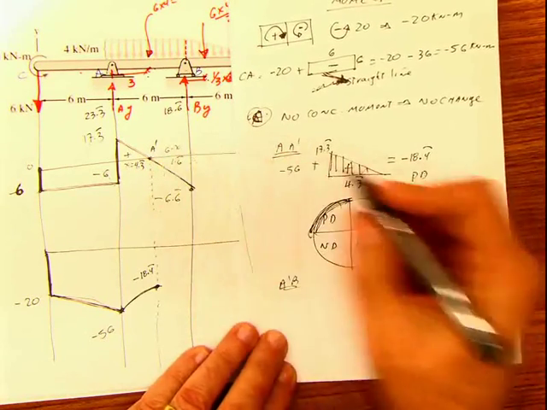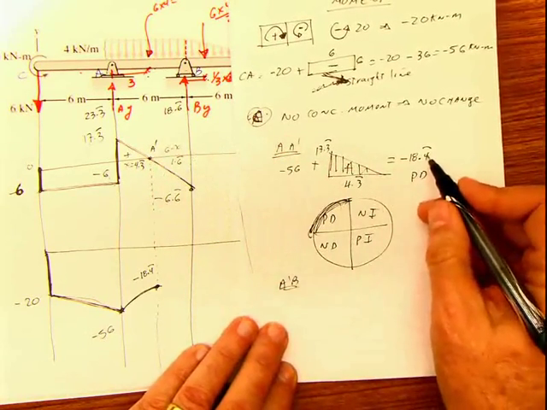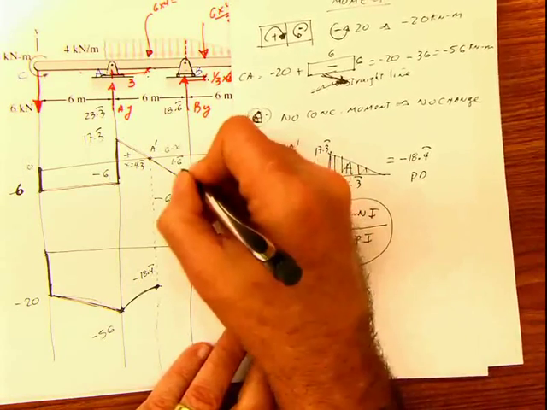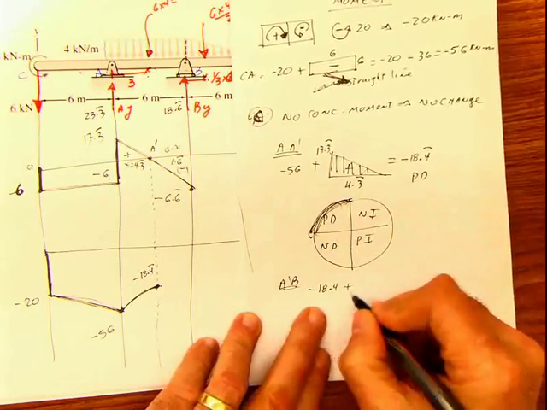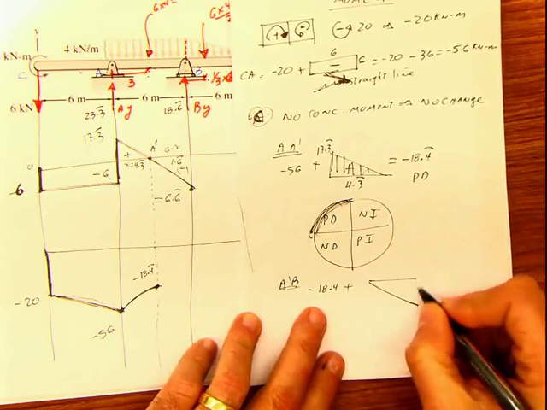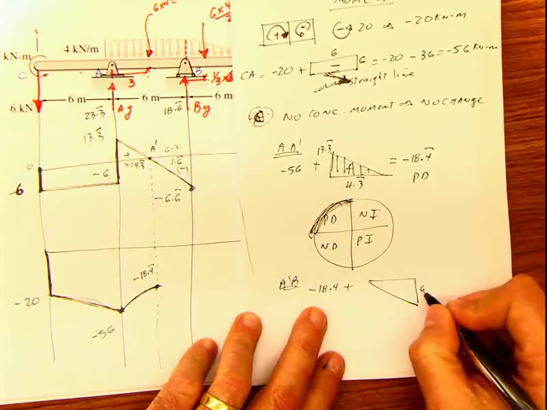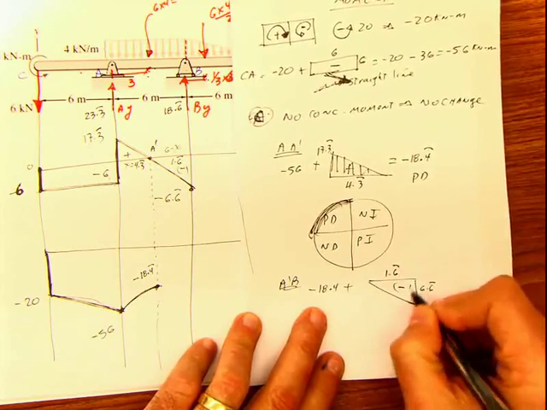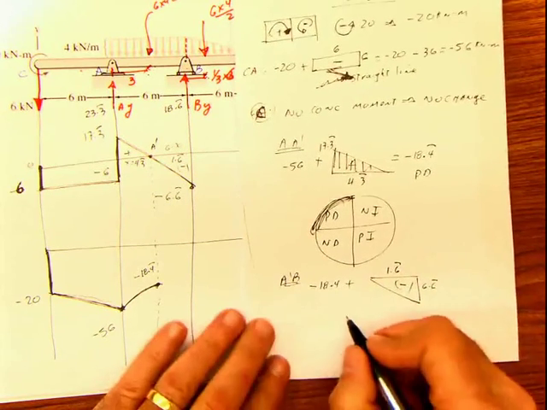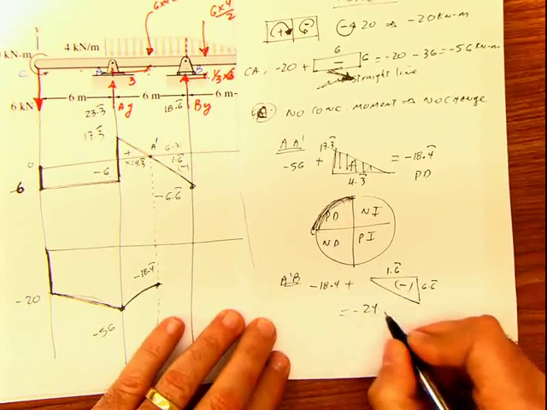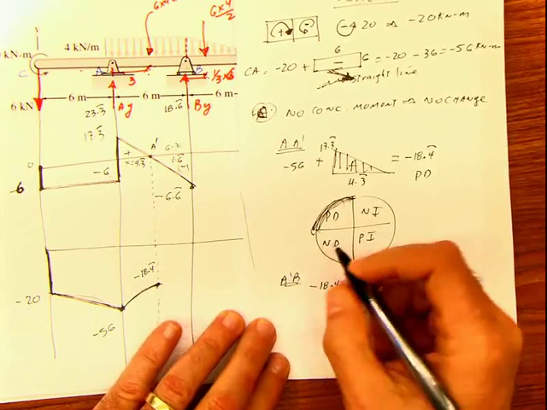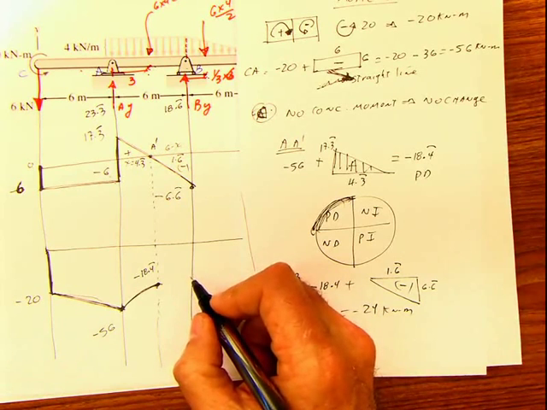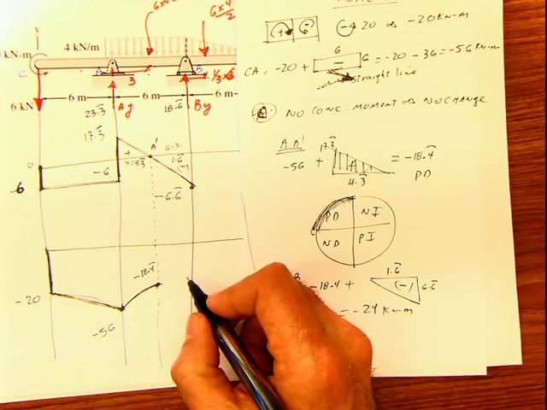Because then A prime B, what we have is this value, negative 18.4, plus this area. And that area is a negative area. Remember, 6.6 periodic, and this is 1.6 periodic, and this is negative area. When you do that, you get negative 24 kilonewton meter. So you're going to go up to this point, and this value is going to be negative 24 kilonewton meter.